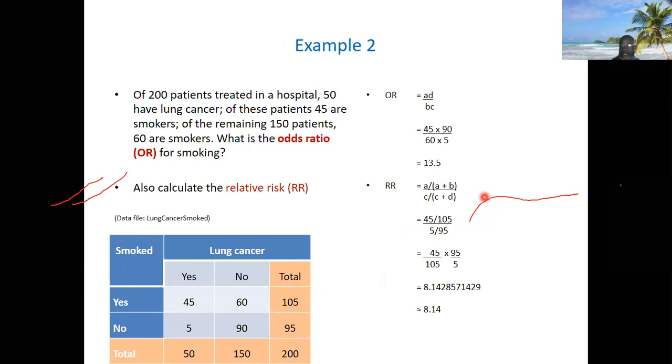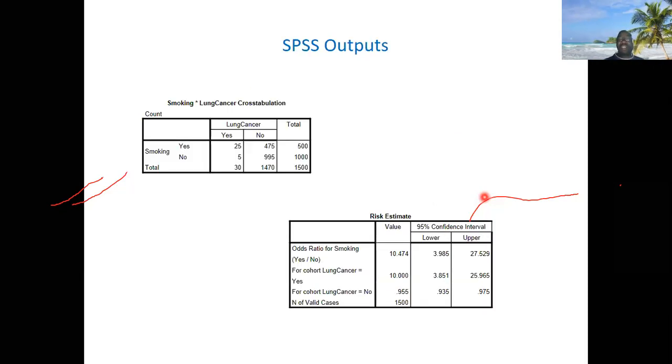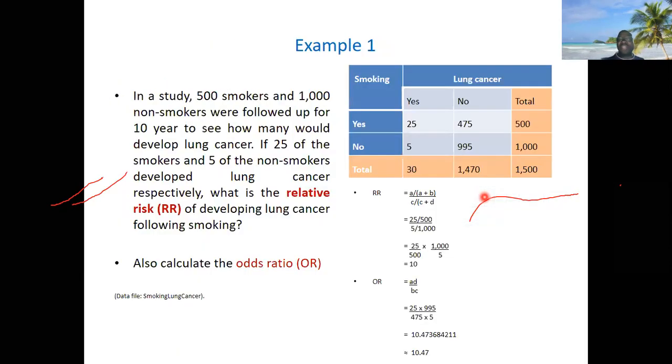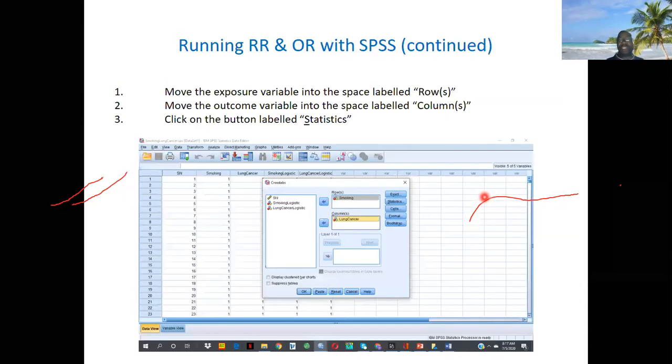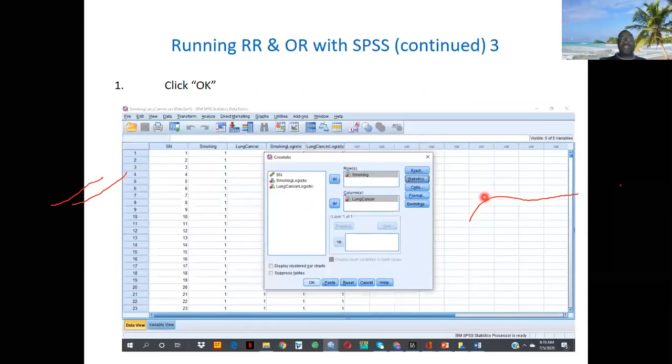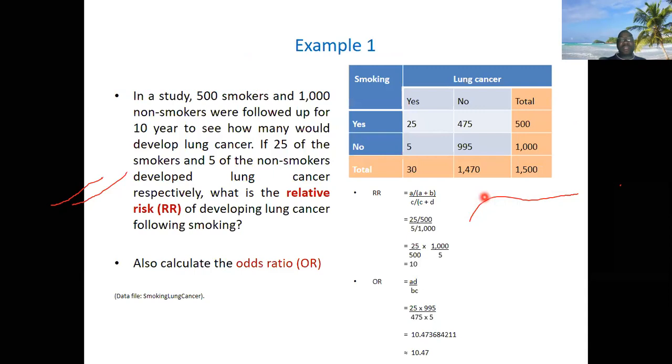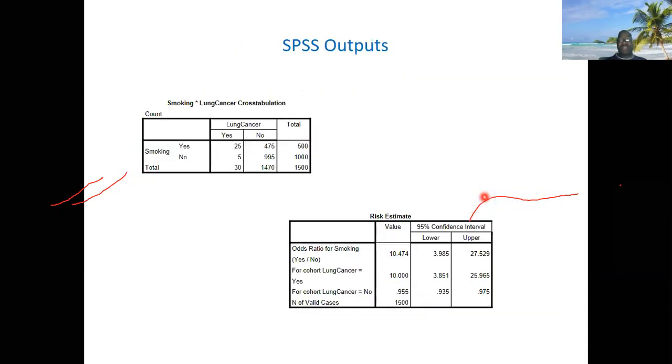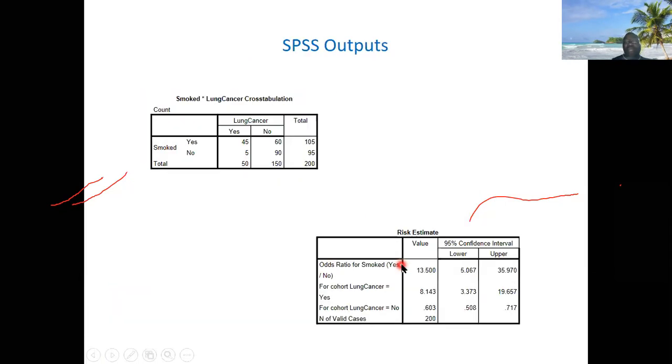Then let's look at what we calculated for their relative risk and odds ratio. For this first one, which we say is rare, look, the relative risk is 10. The odds ratio is 10.474. Can you see? The relative risk is 10, the odds ratio is 10.474. It's very close. Let's look at the other one.